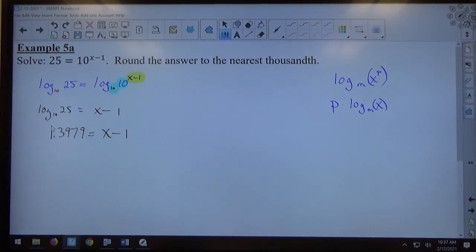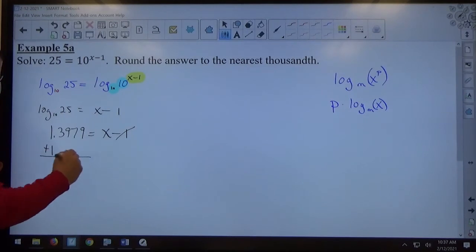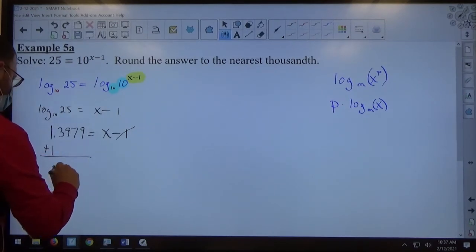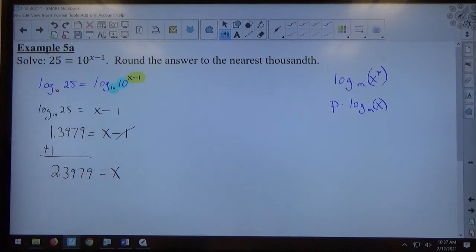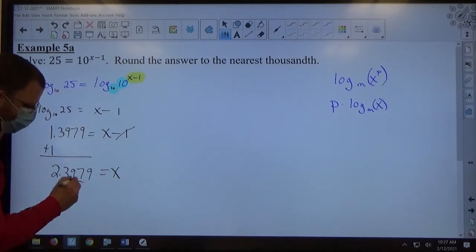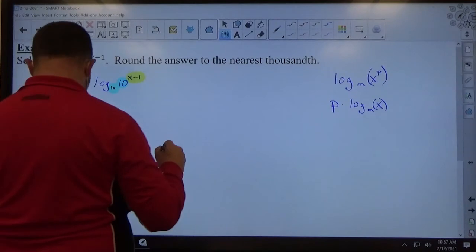Evaluate the logarithm first, and then solve for x by moving the 1 to the other side. So it's going to be plus 1. So I get 2.3979 equals x. It does say round answer to the nearest thousandth. Again, I kept my work to 4 decimal places. The thousandths place is the 3rd decimal place, and the 4th digit's a 9. So since the 9 is bigger than 5, we're going to go up. So the correct answer to the nearest thousandth is 2.398.